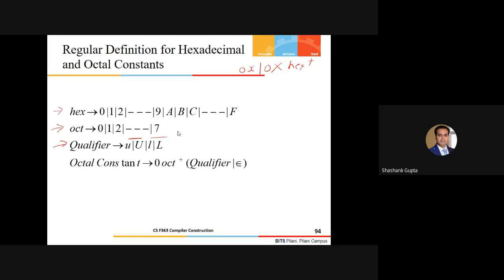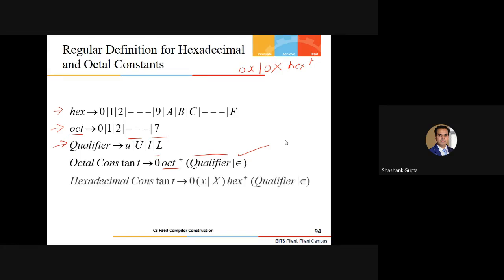And now we have the octal constant, which the specification states has to start with 0 by default. After that, it can take any number of octal digits, which we have represented by this unique name, oct, and we introduce the positive closure sign. So this part is done up to this point, and after that we have to introduce the qualifier, whether my octal constant is unsigned or long. That could be dictated by the qualifier symbol. Or I may not introduce the qualifier, so for that I'll go for the epsilon part here.